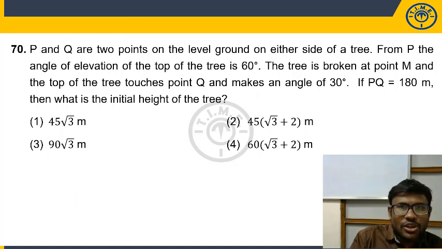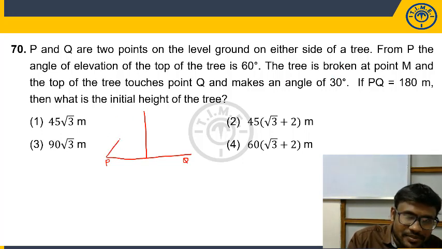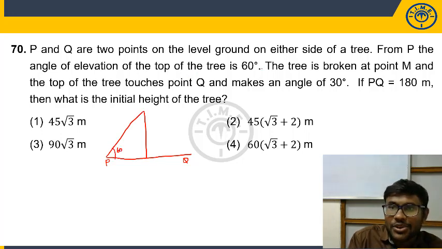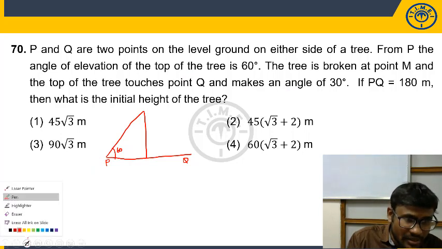P and Q are 2 points on the level ground on either side of a tree. So there is a tree on the ground and on either side of the tree there are 2 points, P and Q. So this is the tree and there are 2 points on either side, that is P and this is Q. From P, the angle of elevation of the top of the tree is 60 degrees. And the tree is broken at point M and the top of the tree touches point Q and makes an angle of 30 degrees.